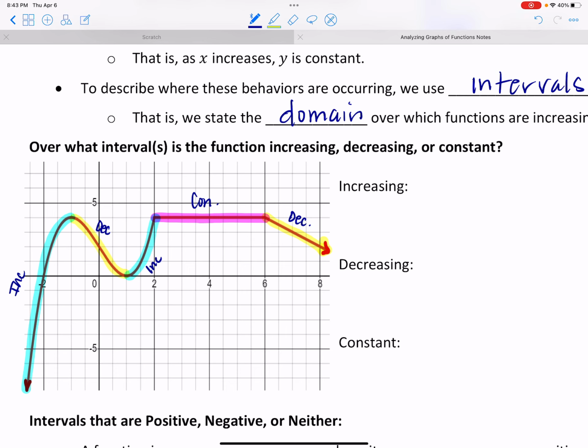Okay, so again, not a hard concept, just read it left to right. It's going up, it's going down, it's going up, it's flat, it's going down. Now it's giving the answers. How do we state where these behaviors are occurring? So let me just get rid of all this so you can see it all at once.